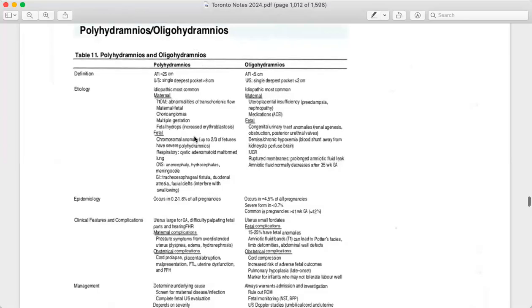Polyhydramnios and oligohydramnios. For polyhydramnios, just know the etiology, the common causes: chorioangiomas, multiple gestation, which is one of the most common ones, and fetal hydrops, also one of the most common ones. Then fetal chromosomal anomaly, tracheoesophageal fistula, duodenal atresia, and facial clefts. These kinds of questions they ask in the MCQs. Oligohydramnios: maternal uteroplacental insufficiency, medications, fetal congenital urinary tract anomalies could be the cause. So usually in oligohydramnios, there is a problem with the urinary system. Just remember this, it can help you remember the etiology or the risk factors. Ruptured membranes can also be the cause of oligohydramnios, and the amniotic fluid normally decreases after 35 weeks. That is also a cause.